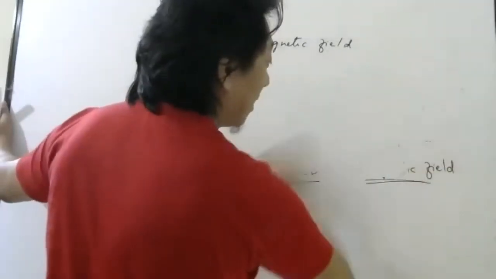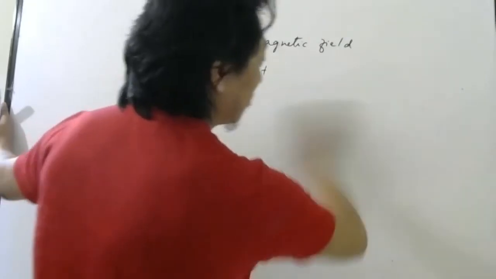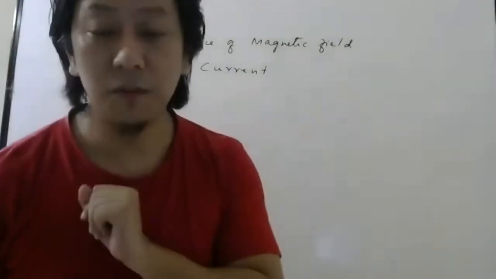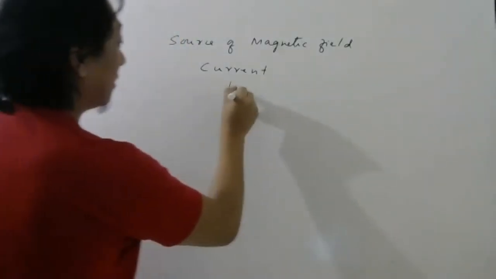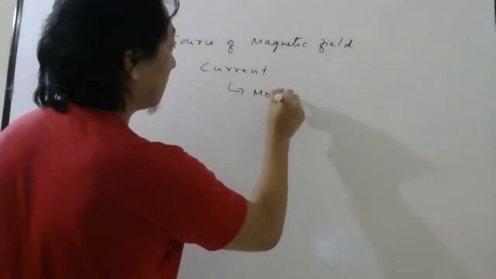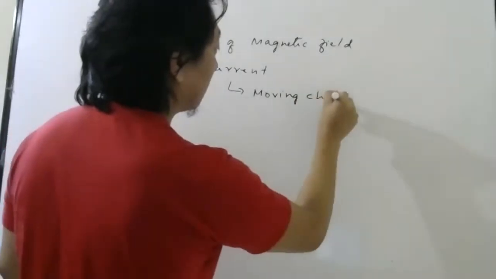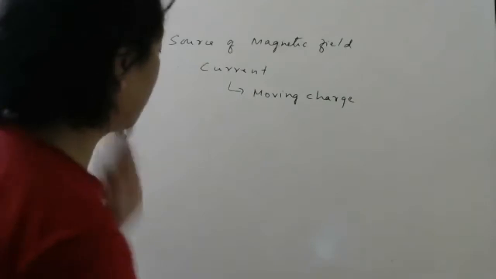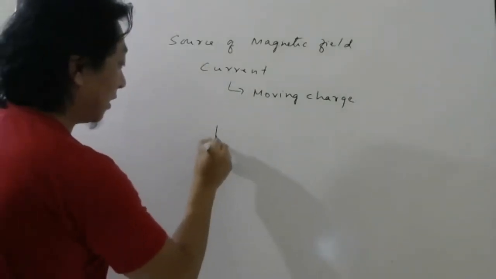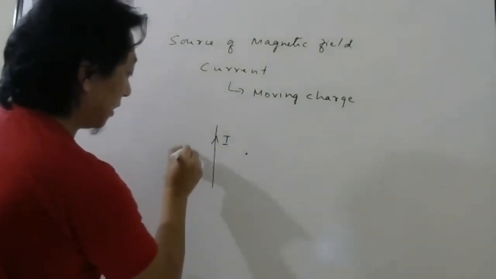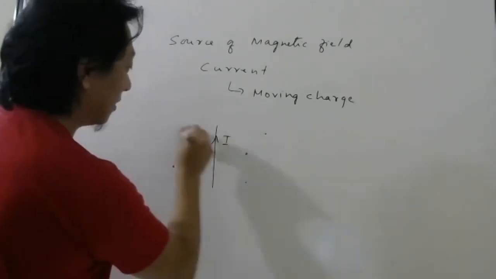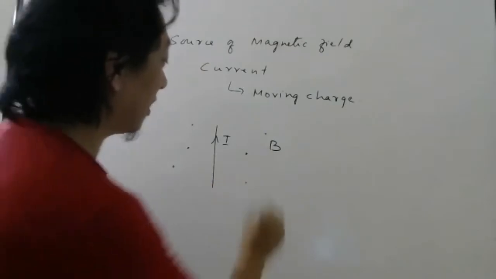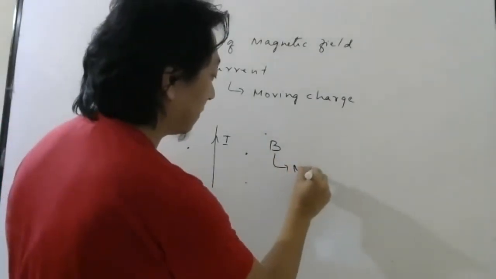So what is the main source of magnetic field? The main source of magnetic field is current. Okay. Now, current means what? But moving charge. Yes or no? Moving charge. So what did I say to you just now? If there is current in a wire, it will produce magnetic field in the surrounding space. For magnetic field, we write this symbol.